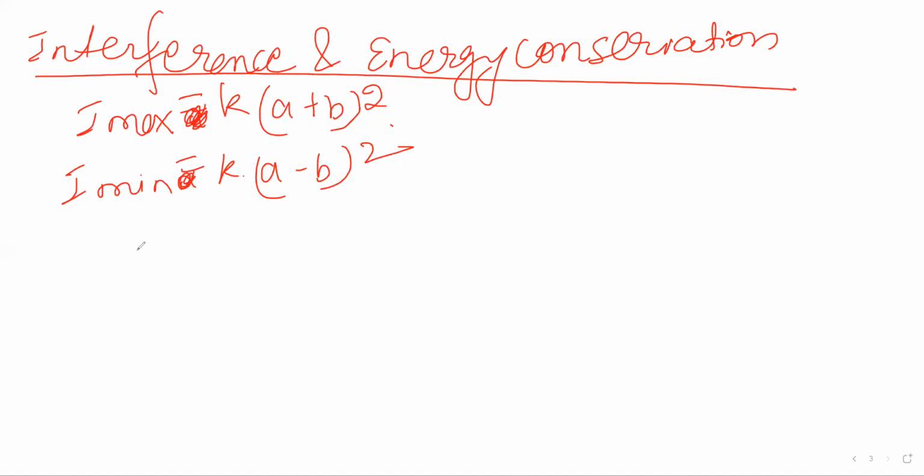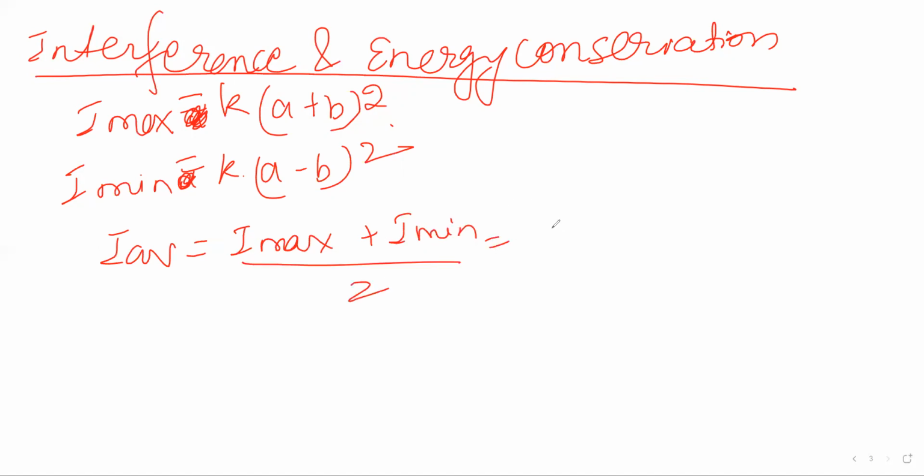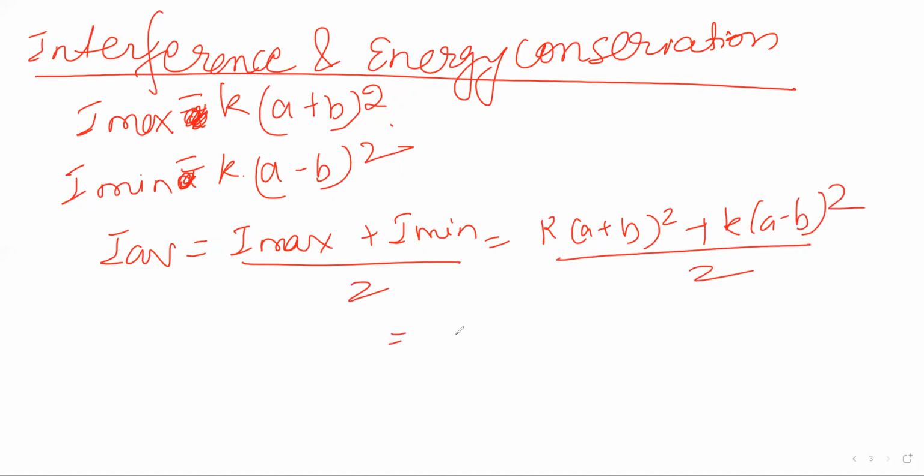Clear? So I average will become what? I max plus I minimum divided by 2. So this is equal to k times A plus B whole square plus k times A minus B whole square, divided by 2. And this will become what?